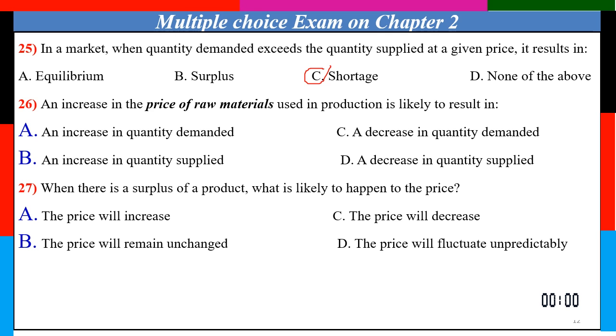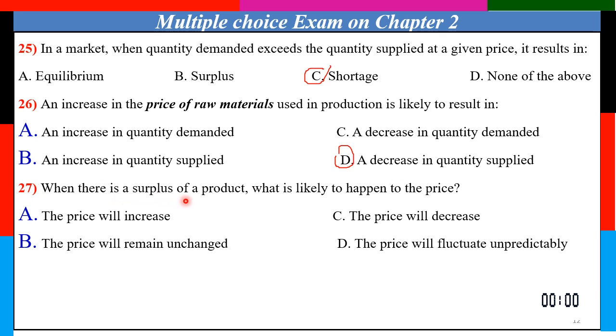The right answer is what? D. When the cost of production or the price of the raw material increases, it causes a decrease in the quantity supplied. Raw material becomes what? More expensive. So the producer cannot produce more products. When the product is not produced in large amounts, it means the quantity supplied in the market is what? It is decreasing.